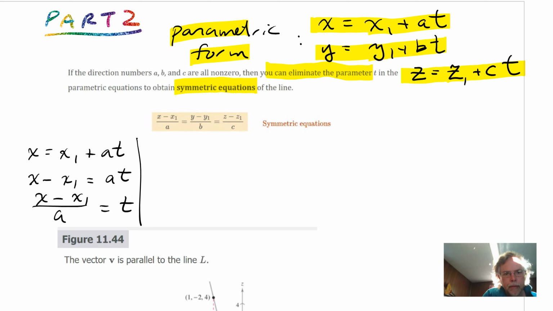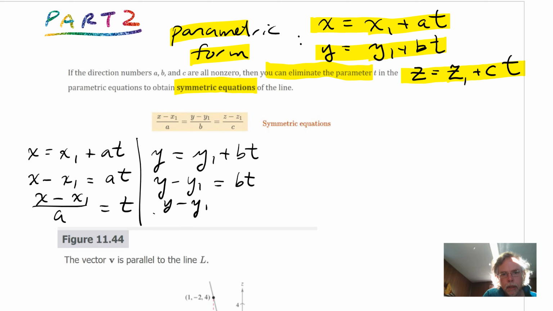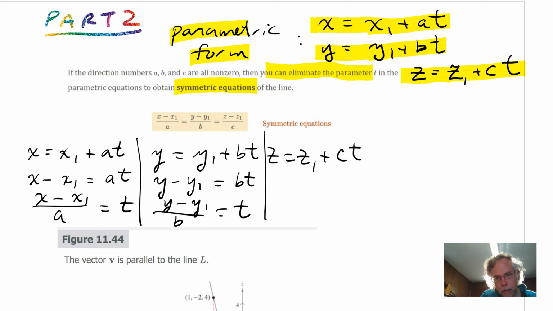Now let's leave that for a moment and go to y equals y1 plus bt. It's literally the same, but you change the x's to y. Y minus y1 over b equals t. This is probably totally redundant, but I just want to write it out. You can do the same with z equals z1 plus ct. So that will be z minus z1 over c equals t.